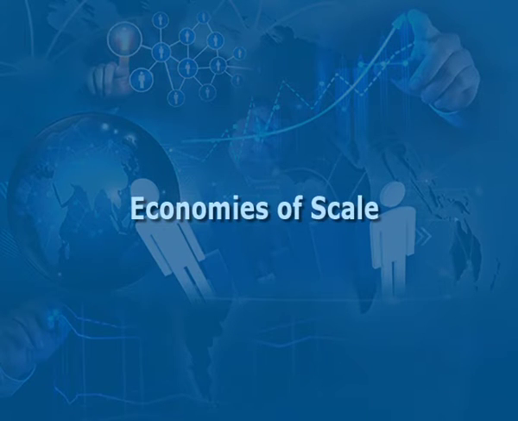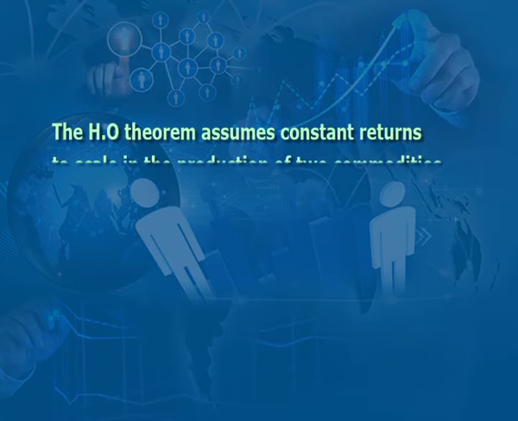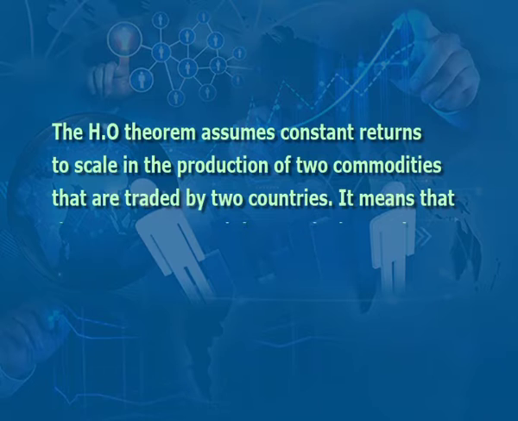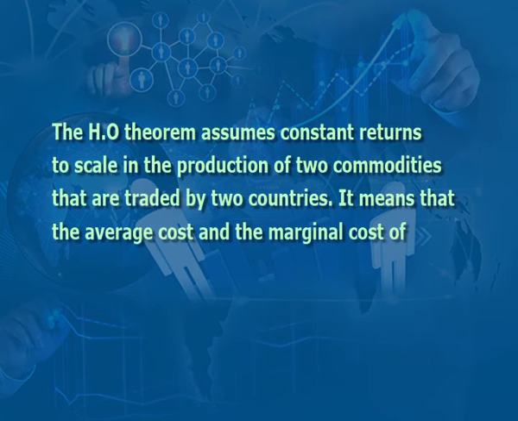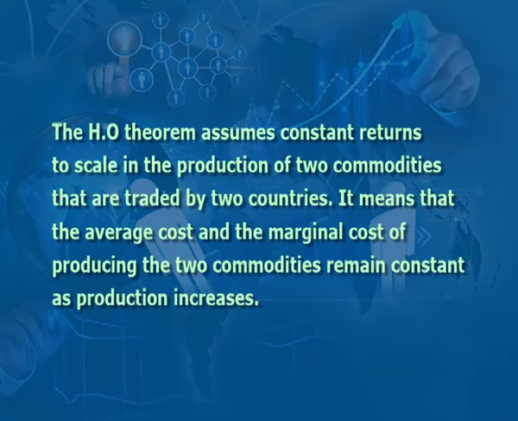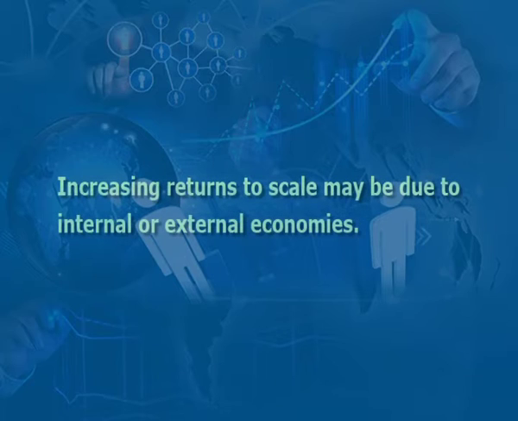Now, let us look at its impact on economies of scale. The Heckscher-Ohlin theorem assumes constant returns to scale in the production of two commodities that are traded by two countries. It means that the average cost and the marginal cost of producing the two commodities remain constant as production increases. This is unrealistic because cost functions in many developed countries have decreasing costs or increasing returns to scale. Increasing returns to scale may be due to internal or external economies.